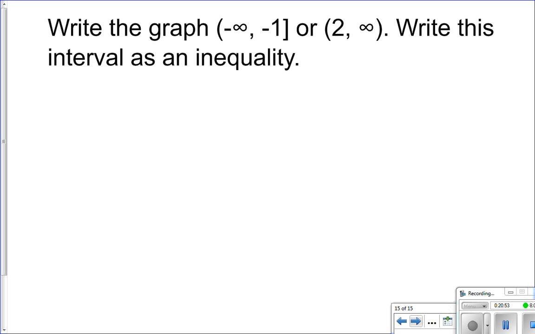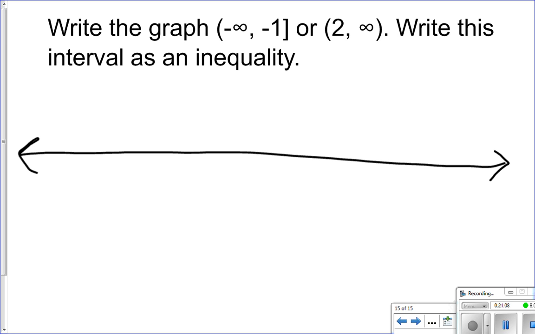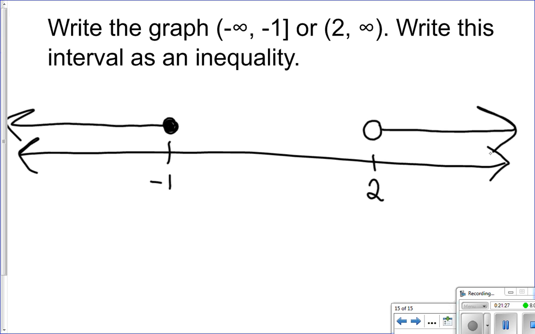Try this one on your own. Write the graph of negative infinity to negative 1 or 2 to infinity, and write this interval as an inequality. So I know it goes to negative 1, and I know it goes to positive 2. Since it's a closed bracket on negative 1, it's going to be a closed circle, and it's everything to the left. Over here, it's an open circle, and it's everything to the right. And x is less than or equal to negative 1, or x is greater than 2.